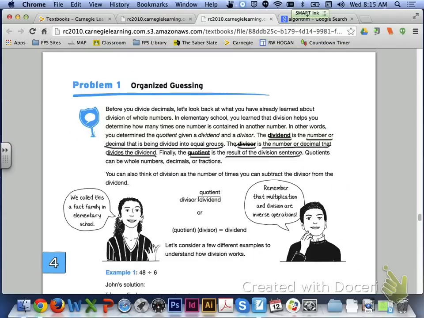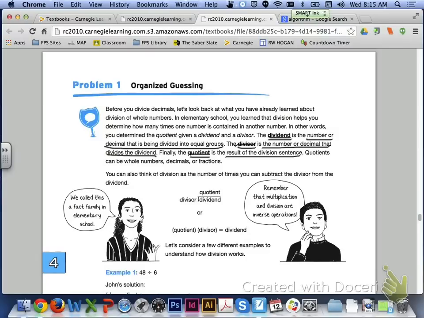Let's take a look at page 280 and problem number 1. Let's look at some ways that we can use some organized guessing to help us with our division. Before you divide decimals, let's look back at what you have already learned about division of whole numbers. In elementary school, you learned that division helps you determine how many times one number is contained in another number. In other words, you determined the quotient if you were given a dividend and a divisor.